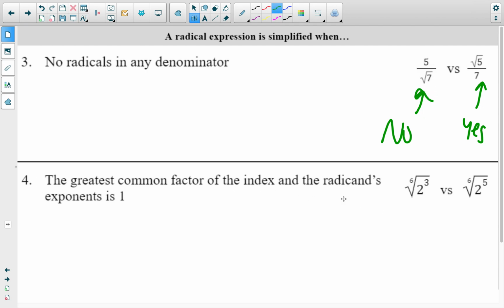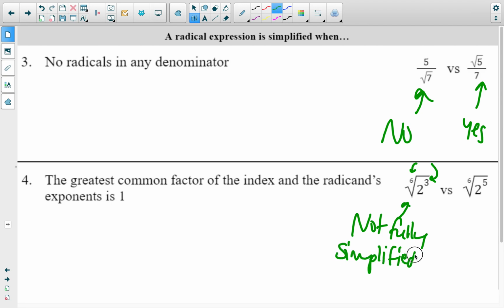And then the greatest common factor of the index and the radicand's exponents is 1. So this 6 and this 3, our index and our exponent here, 6 and 3 have a greatest common factor of 3, so we can actually simplify this further. Okay, so not fully simplified. But then 6 and 5 have a GCF of 1, so then this one is fully simplified.